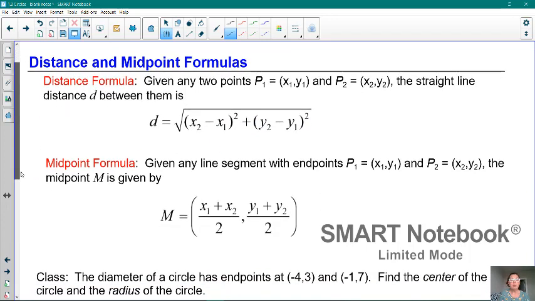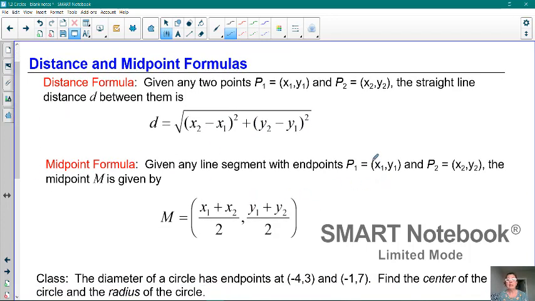The midpoint formula, maybe not quite as recently. Again, if you've got 2 points and you're trying to find the point or the ordered pair in the middle of those two, then what you do is you add the x's and divide by 2, add the y's and divide by 2, which makes sense. You're taking the average of the x's, the average of the y's, and that's going to be the midpoint.